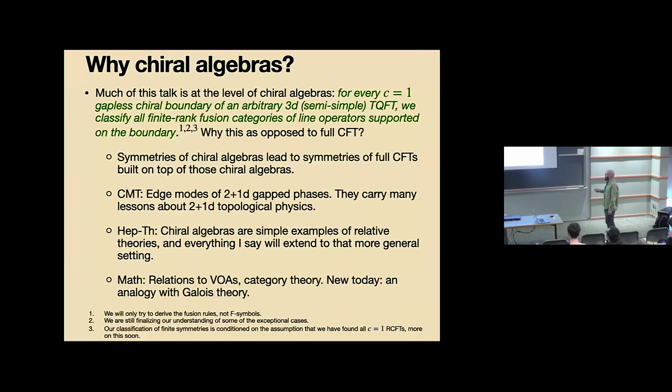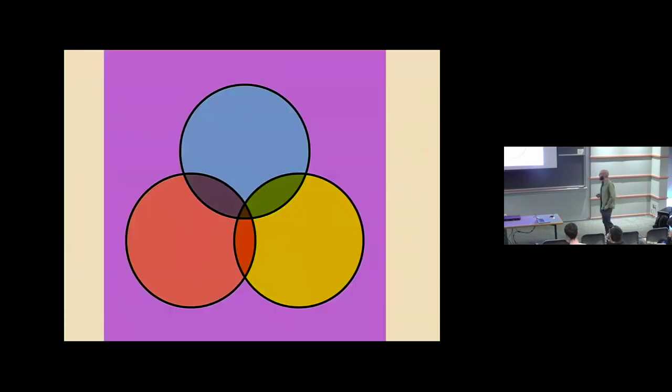And if you're a mathematician, of course, VOAs and chiral algebras give you a lot of beautiful mathematics, a lot of category theory. And maybe one small tidbit today, if I get to it, is a cute analogy with Galois theory, like the Galois theory that you study as an undergrad.